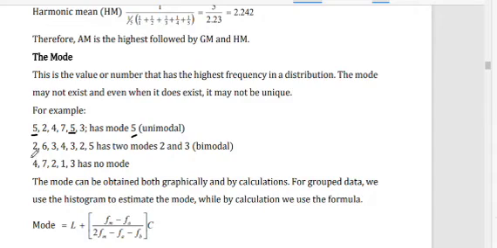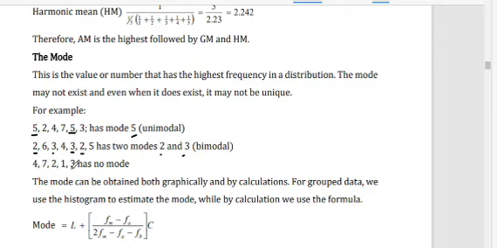Now let's look at this. We have 2, 6, 3, 4, 3, 2, 5. 2 appeared 2 times. 3 also appeared 2 times, which are the most. So we have 2 modes, which are 2 and 3. And this is called bimodal.